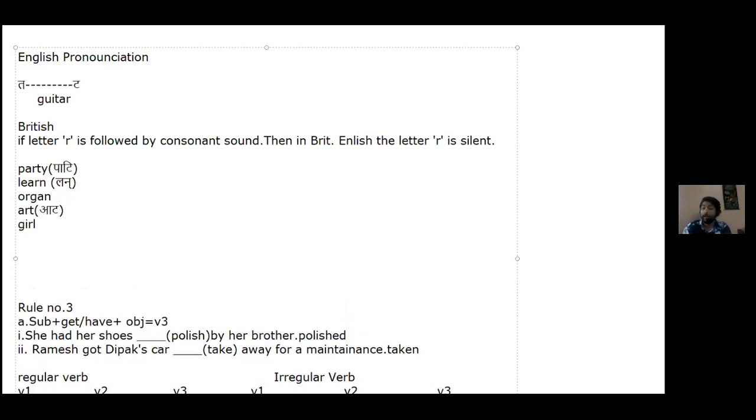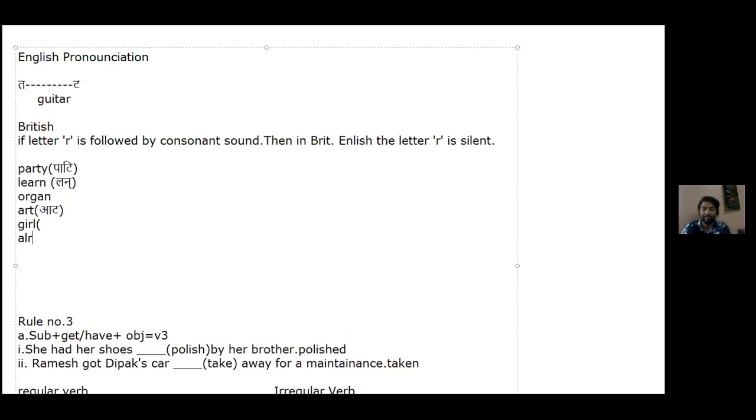Alarm. Very good. Alarm. Hey, let me write that. That's a good word, eh? Alarm. Oh my goodness, I've fainted, you know? Alarm. Sounds terrible. Alarm.